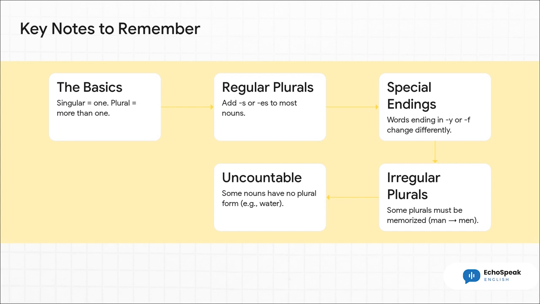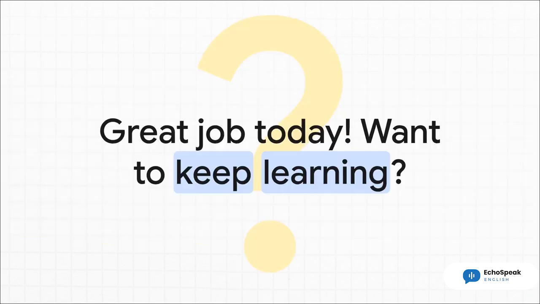After that, we dove into those special endings, remember? For words ending in Y and F. Then we met the fun rule breakers, those irregular words you just gotta know, like person becoming people. And we finished up by learning that some things, like water or money, are uncountable and never ever get an S. You really did a fantastic job today.